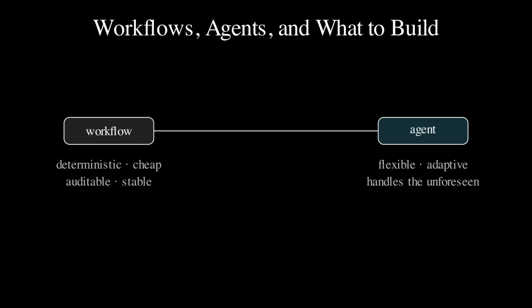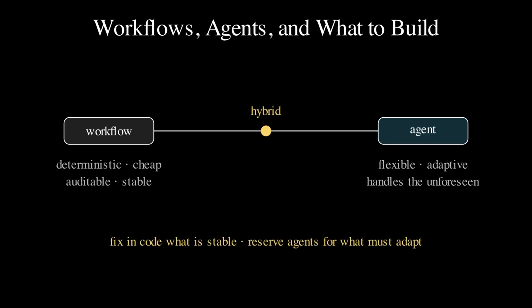A workflow is deterministic, cheap, fast, and auditable, and it is robust to model evolution. A fixed program does not change when the underlying model is updated, retired, or repriced. For a pipeline a lab expects to rerun for years, that stability is not a minor convenience. So the principle: fix in code what is stable. Reserve agents for what must adapt.